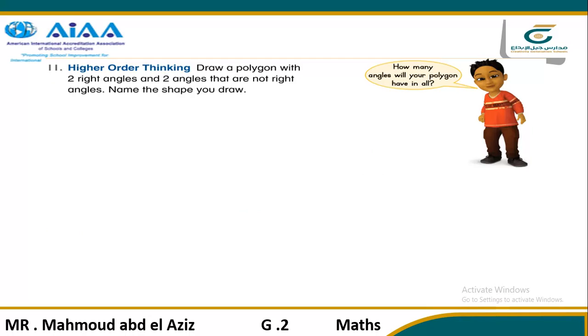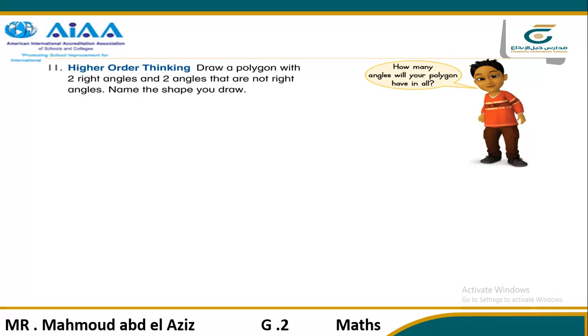Another question here. Draw a polygon with 2 right angles. Do you know what's right angles? The right angle is the angle which measures 90 degrees. 90 degrees. So he wants from you to draw a polygon with 2 right angles and 2 angles that are not right angles, and name the shape you draw.